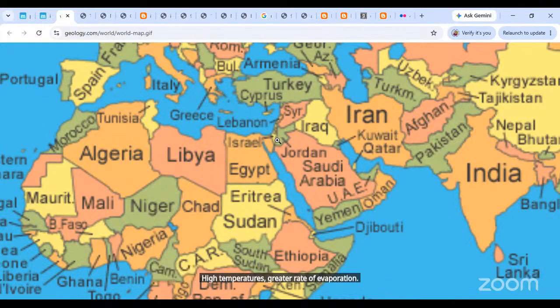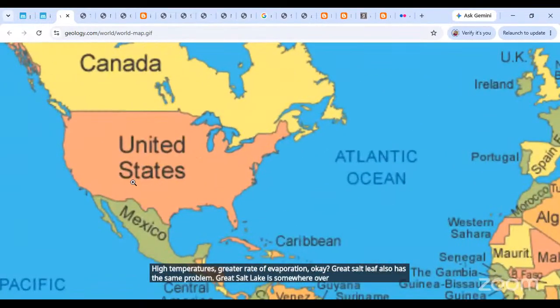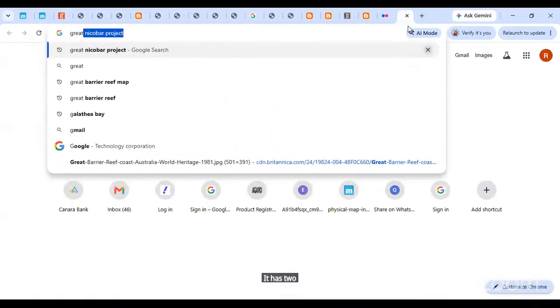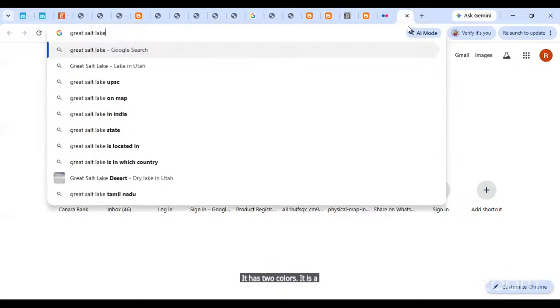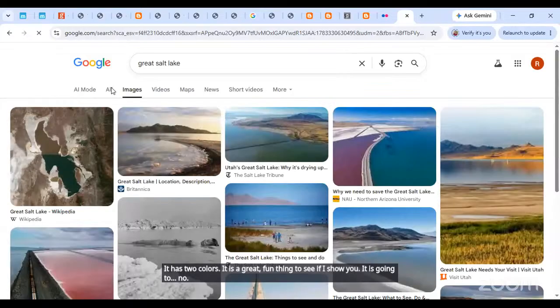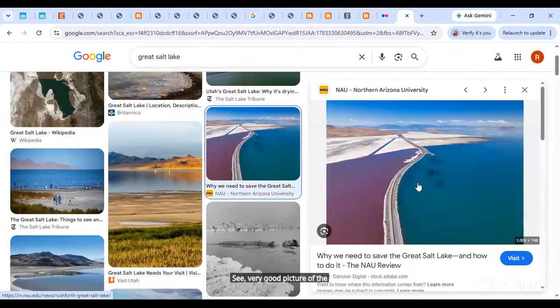Okay. Great Salt Lake also has the same problem. Great Salt Lake is somewhere over here. You're looking at the mid region over here. So clearly, once again, very, very high rate of evaporation. Great Salt Lake even looks like it has two colors. It is a great fun thing to see. If I show you, see, very good picture of the Great Salt Lake. Can you make out two proper colors over here?